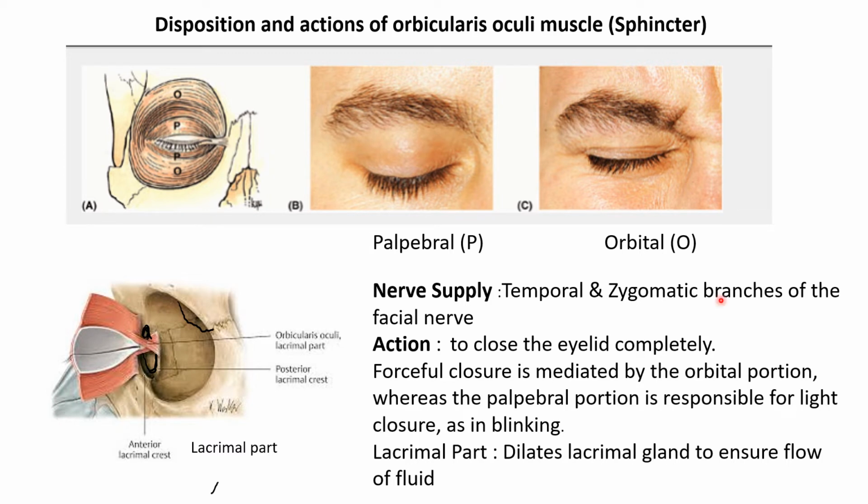The nerves which are supplying these muscles are the branches of the facial nerve. Again, like the scalp, here also the muscles are going to be supplied by the facial nerve. We will do this in detail later, but for the present, please remember the temporal branch and the zygomatic branch. So the action of the muscle is to close the eyelids completely. The forceful closure is mediated by the orbital portion, whereas the palpebral portion is responsible for light closure as well as blinking. The lacrimal part dilates the lacrimal sac to ensure flow of fluid.